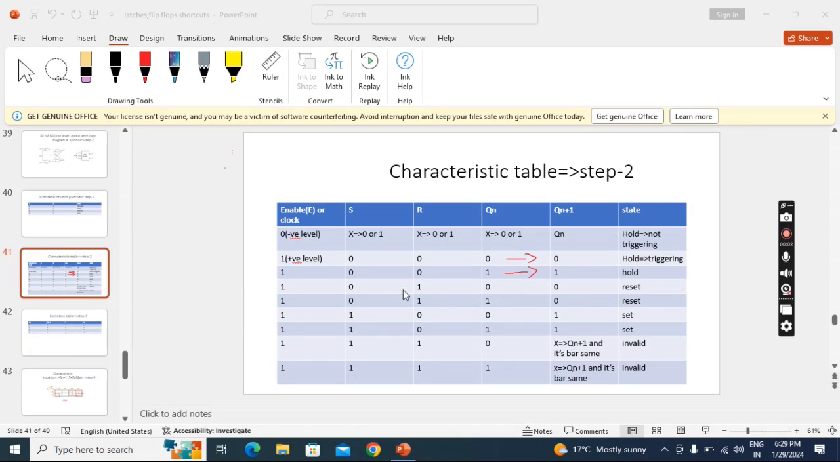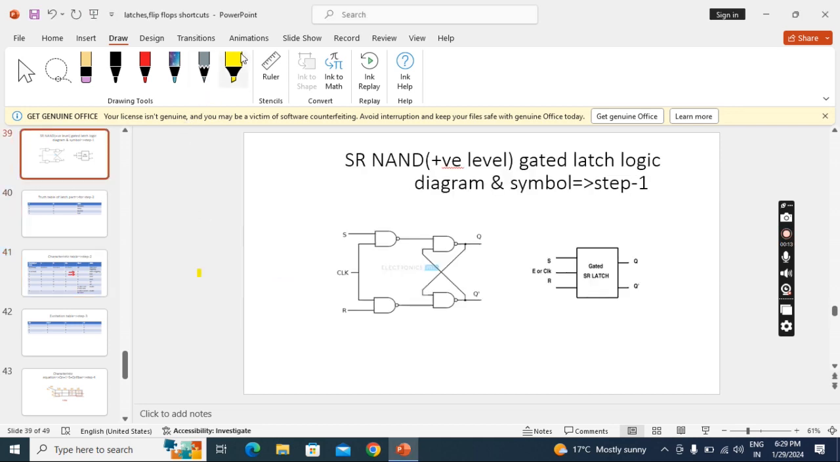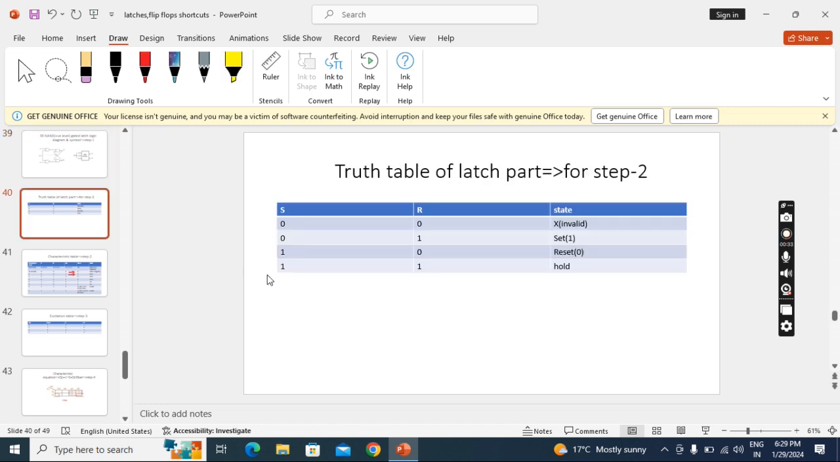Now we'll see the next condition. What happens when we apply S0 or 1? We'll go to the diagram and check. So here I am applying 0 and here 1. Clock is 1, 1. If any one input is 0, it will become 1 here. Here below both are 1, so it will become 0. So 1, 0 is going. When 1, 0 is going, what is the output? See here. Reset. Reset value is 0.